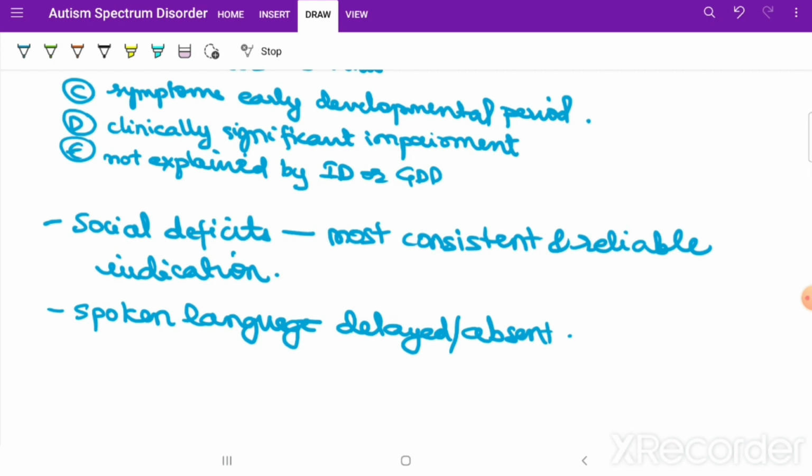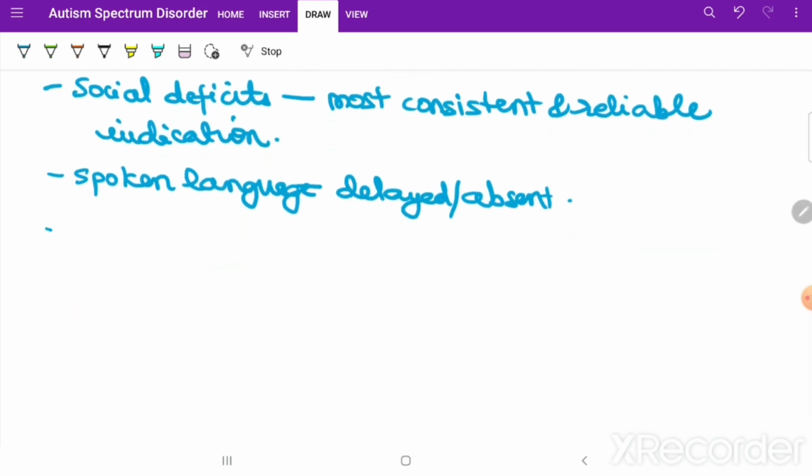There'll be an impairment in the sociocultural meanings of the words, and pragmatics, that is the rules of interpersonal exchange, will be abnormal. Non-verbal aspects of communication like eye contact, facial expression and body language are not exactly normal in these children. What you need to know is many individuals with ASD will have a subnormal intelligence.